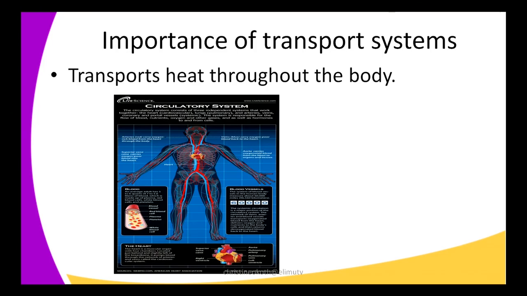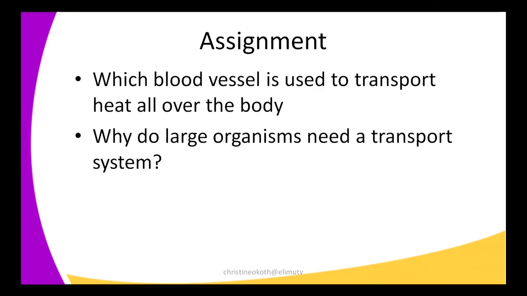So that video has just been to summarize the transport system and why plants need a transport system. To end our lesson, I'm going to leave you with an assignment. The first assignment will be: which blood vessel is used to transport heat all over the body? And the second assignment will be: why do large organisms need a transport system? You need to explain the reason why large organisms need a transport system.